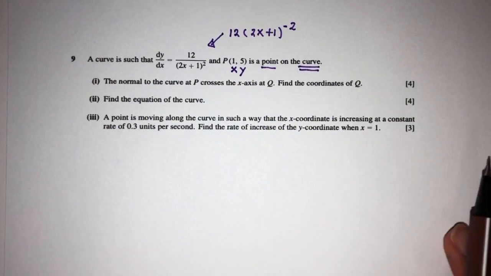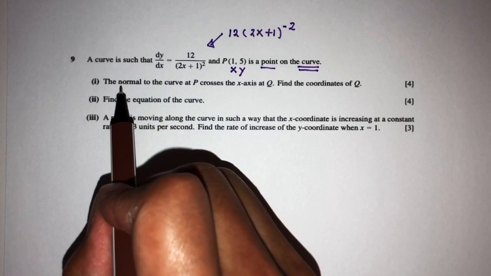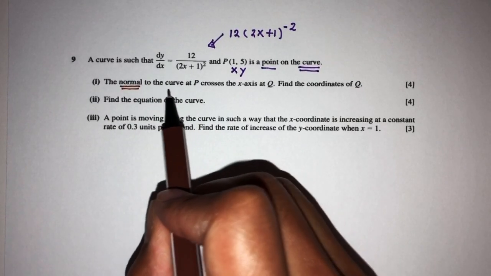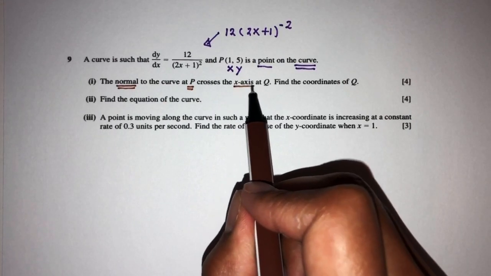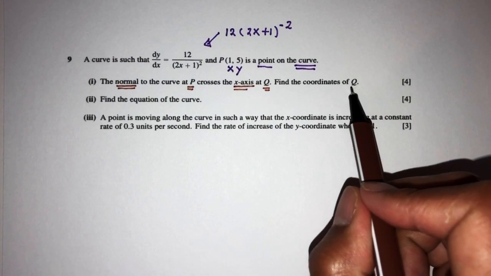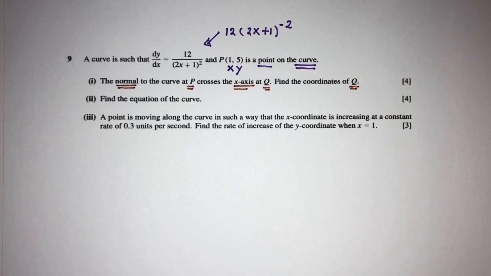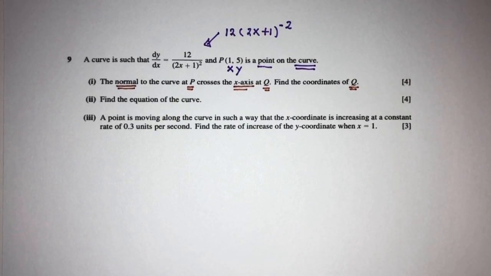Okay, great. Now for part 1, the normal to the curve at P crosses the x-axis at Q. We have to find the value of Q. Now again, we have to understand, hey, what's happening here? What are we trying to find, right? So let's think.